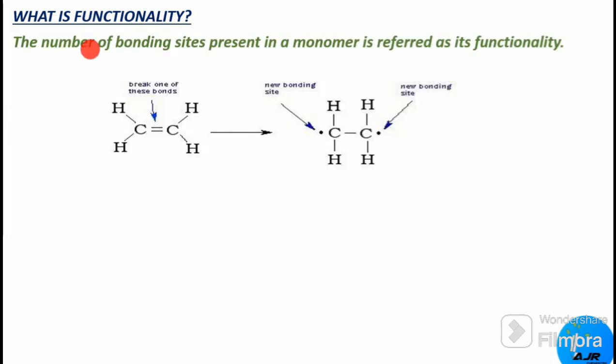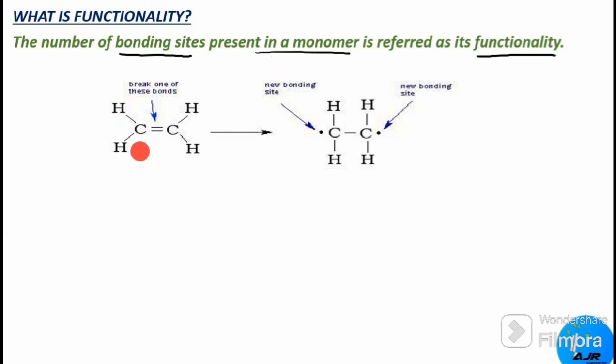The next important term is functionality. What do you mean by functionality? The number of bonding sites present in a monomer is referred to as its functionality. See, not all types of organic molecules can act as monomers. An organic molecule can act as a monomer only when it possesses at least two bonding sites.